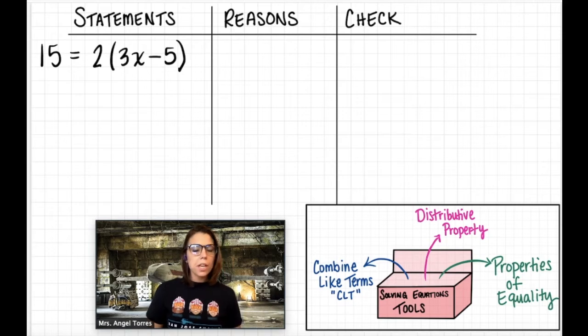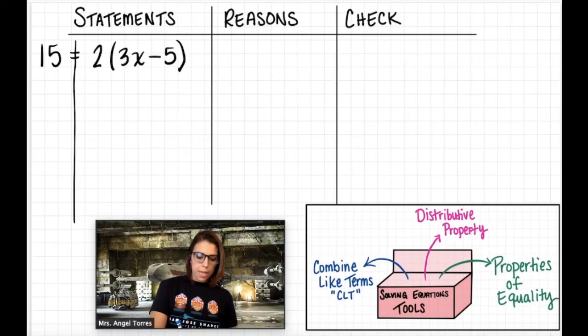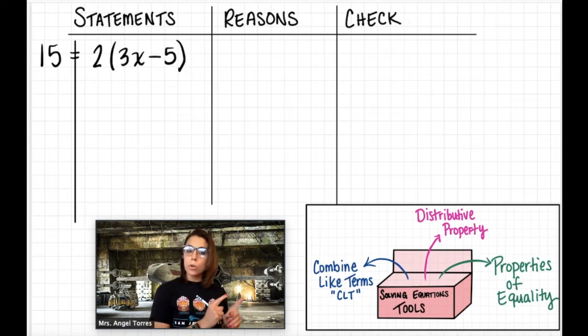So we now have the equation 15 equals 2 times the group of 3x minus 5. Go ahead and copy down this equation now. I'm going to put the line down the middle of my equal sign, and then I'm going to take a look at my toolbox and figure out what tools I'm going to use.